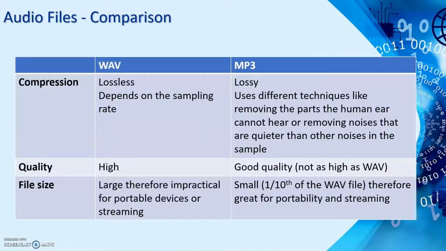Now here's a comparison of them. The WAV is lossless compression. MP3 is lossy, and uses these different techniques I've just mentioned. The WAV quality is high, good, would fool the human ear into thinking it was hearing real sound. MP3 is good quality, not as good as WAV, but the file size is a big difference. A large file size for a WAV is completely impractical for your smartphone, MP3 player, anything like that.